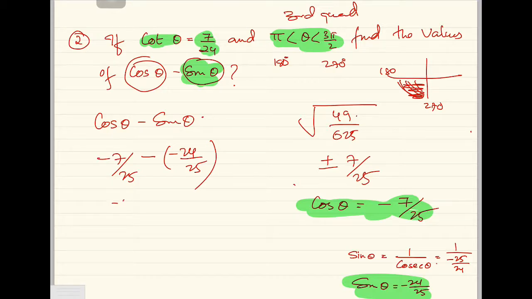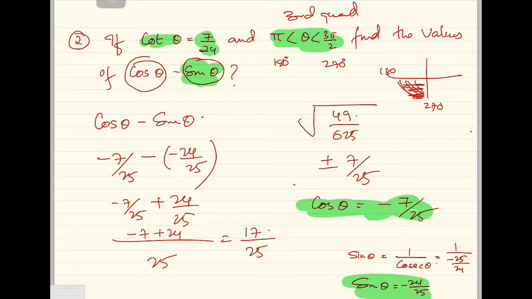So that way I get minus 7 by 25 plus 24 by 25, and take LCM. 25 is the LCM, minus 7 plus 24, and the answer should be 17 by 25, isn't it? Because 24 minus 7 is 17.